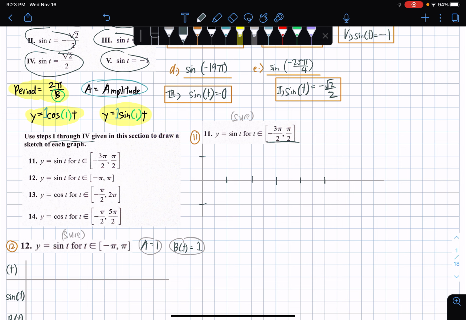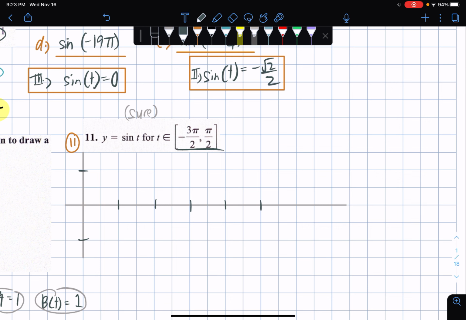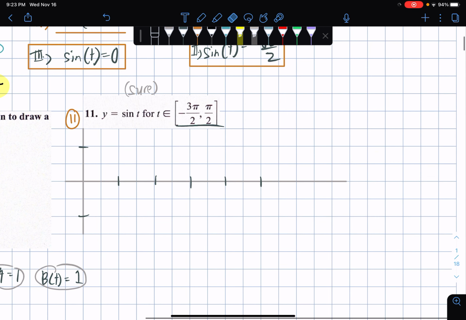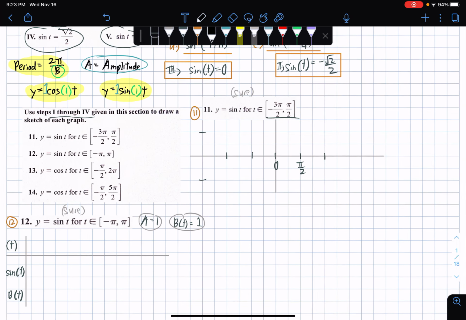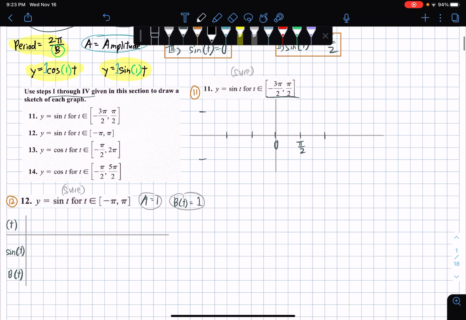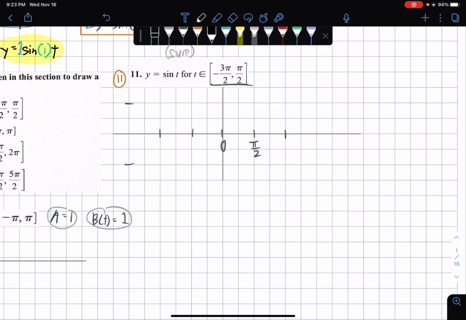So for number 11, we start at negative 3 pi over 2, so that's at the other side, the left side of 0. This is pi over 2 right here, I suppose. By the way, I'm sorry about this, but there is one thing that you also might want to take note of.